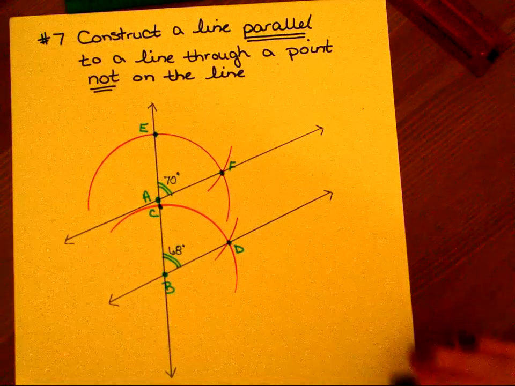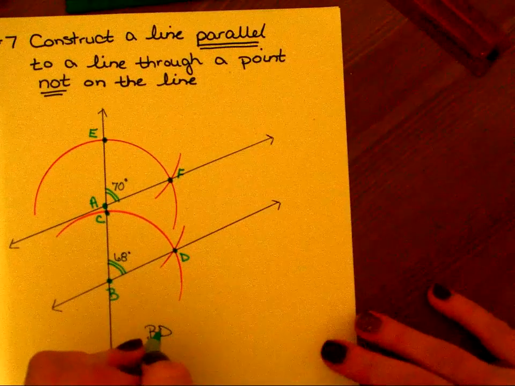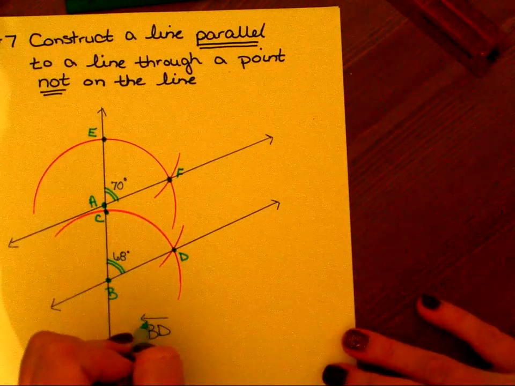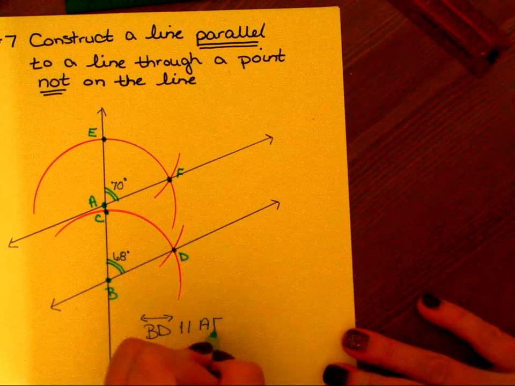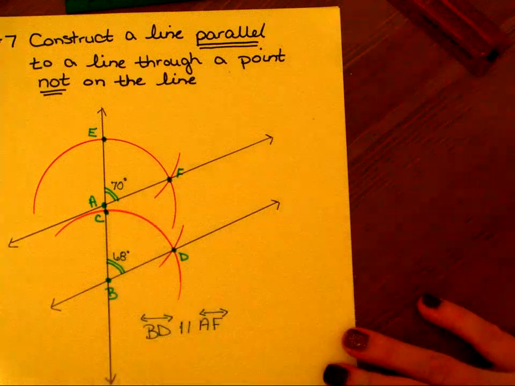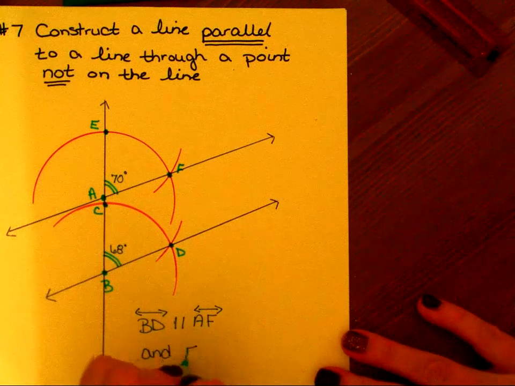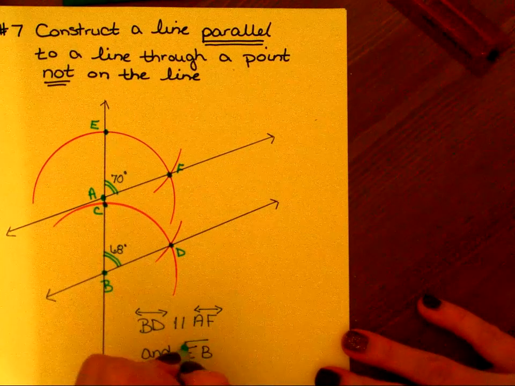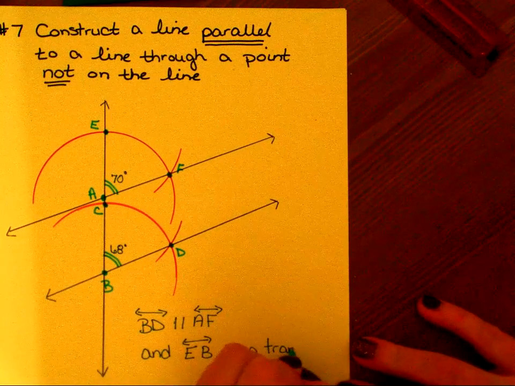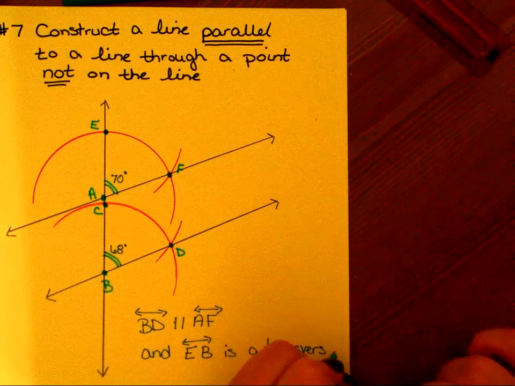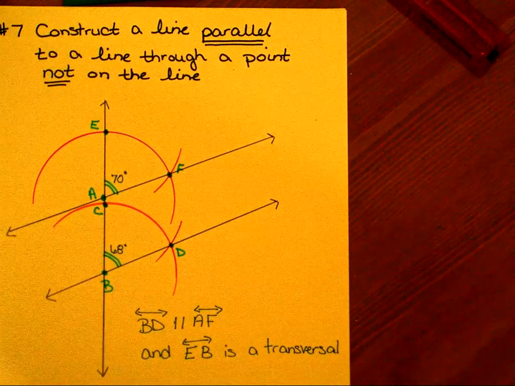Okay, and then last but not least, our nice statements. So this time we have line BD is parallel to line AF. And line EB is a transversal. So that would be your nice statement. And number 7 is finished.